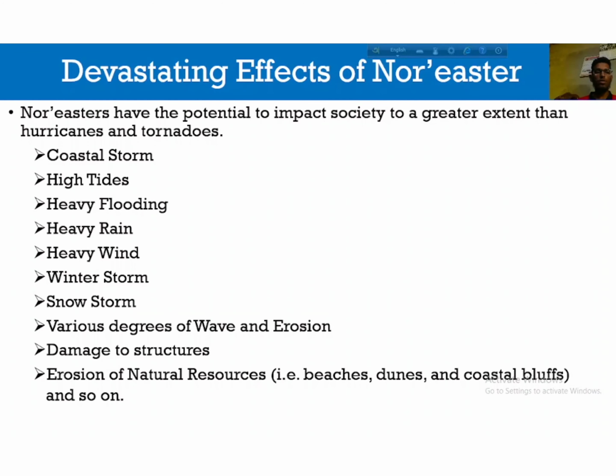Devastating effects of nor'easter. Nor'easters have the potential to impact society to a greater extent than hurricanes and tornadoes. Examples: coastal storm, high tides, heavy flooding, heavy rain, heavy wind, winter storm, snowstorm, various degrees of wave action and erosion, damage to structures, erosion of natural resources such as beaches, dunes, and coastal bluffs, and so on.